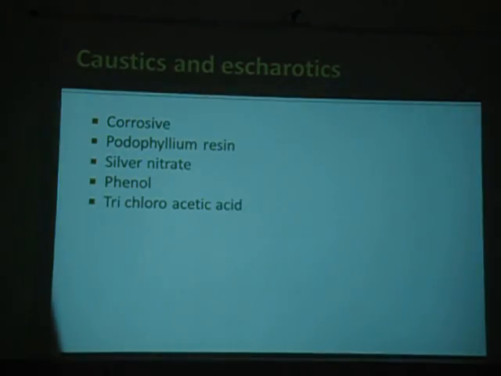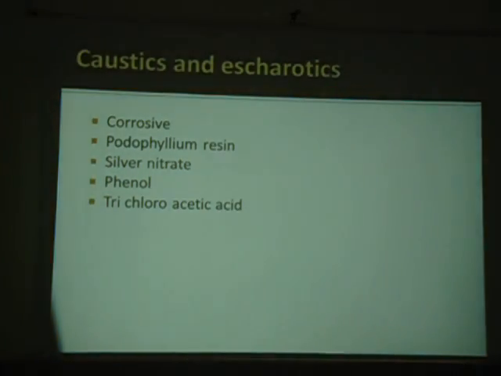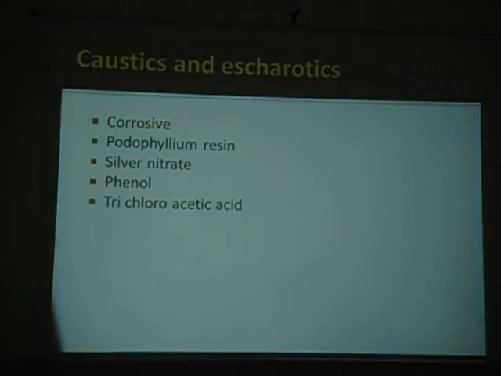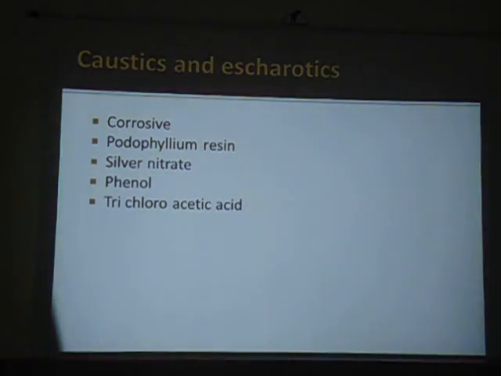We have caustics and steroids. Here, these are rarely used for a specific purpose. These are corrosive agents, silver nitrate, trichloroacetic acid. They are used for skin tags and dark marks. They use chemical cautery in the skin OPDs. It is like using burning agents to remove the dark spots or marks. They use this in the skin department.